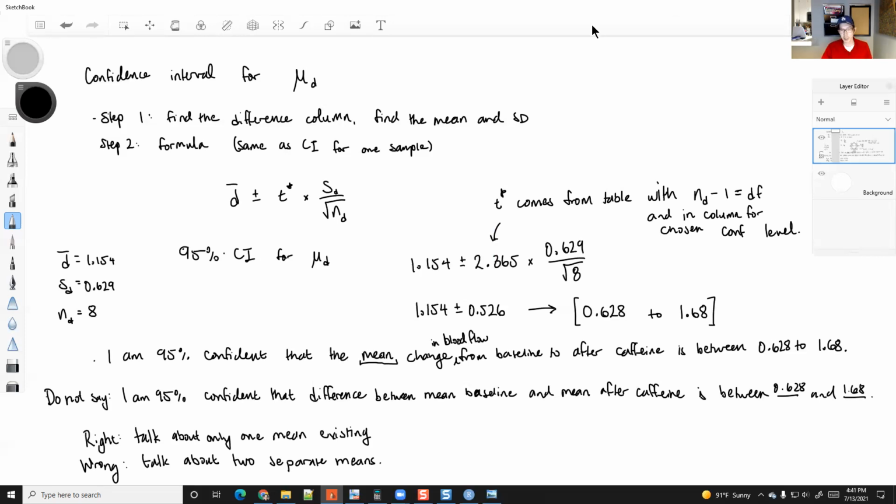Okay. And so I recognize that these sentences sound very similar. And when someone's talking, you have to really be paying attention to hear the difference. But here we're talking about just the mean change. And here we're talking about the difference between means, okay? If you hear difference between means, that's wrong. That's having two separate means. And here we're just talking about the mean difference. There's one mean, and it's for the difference.